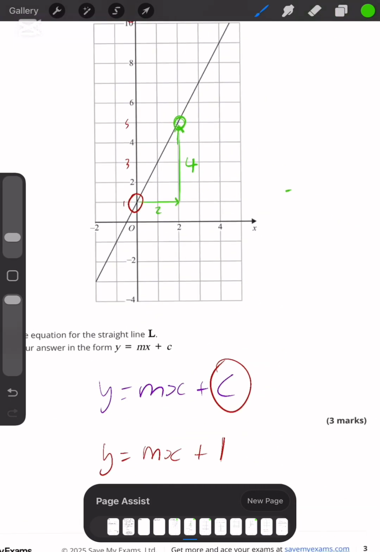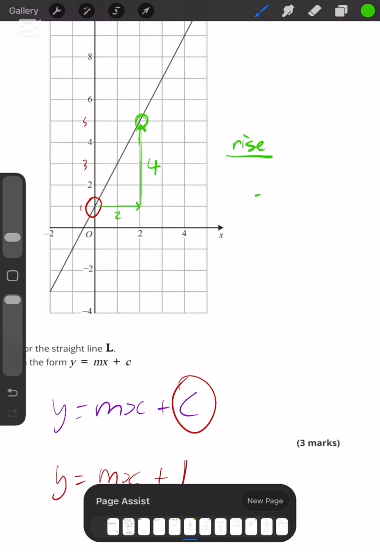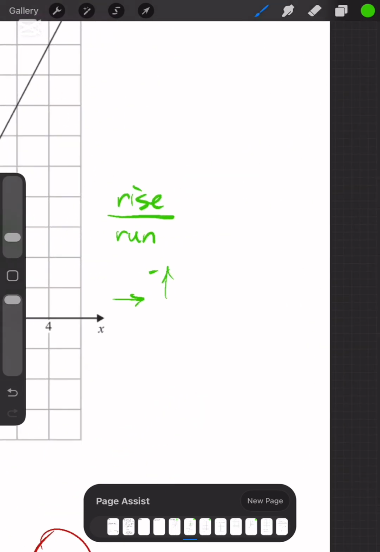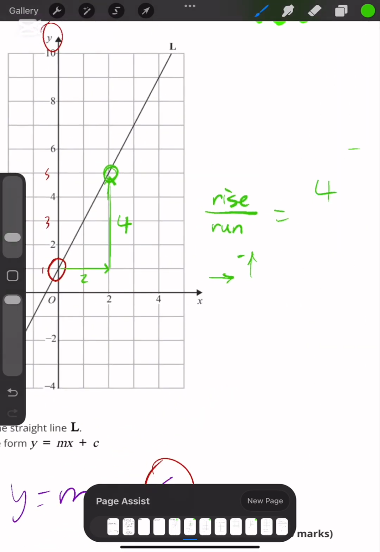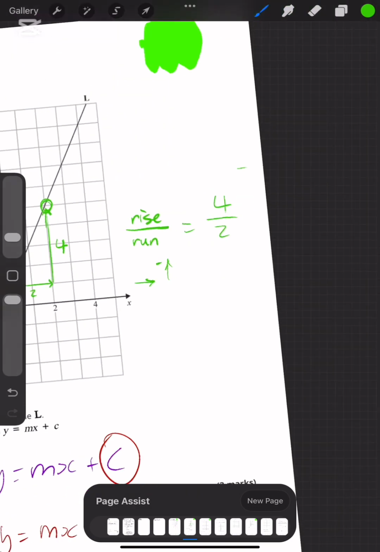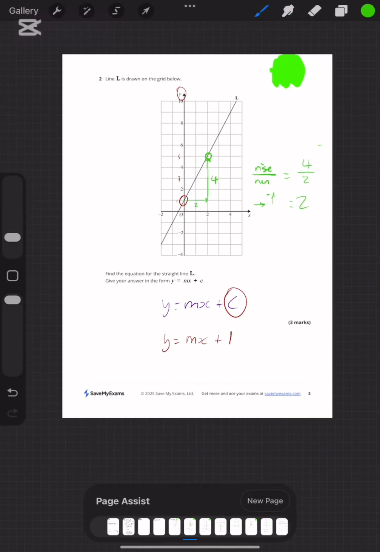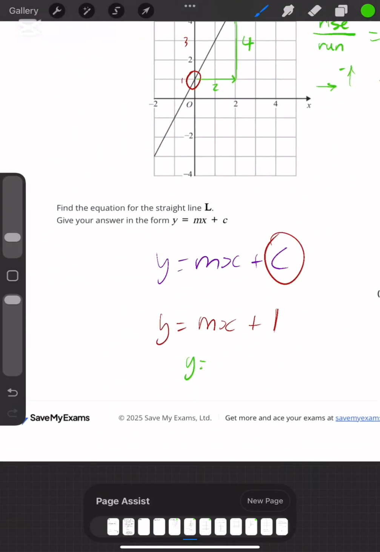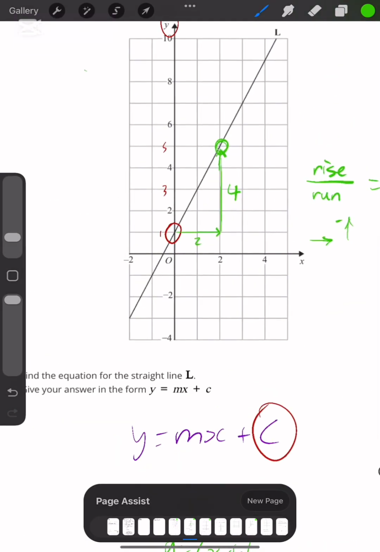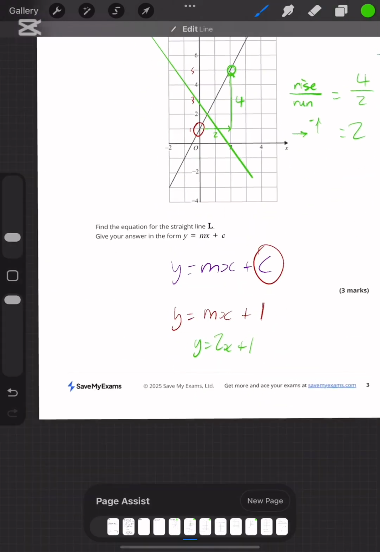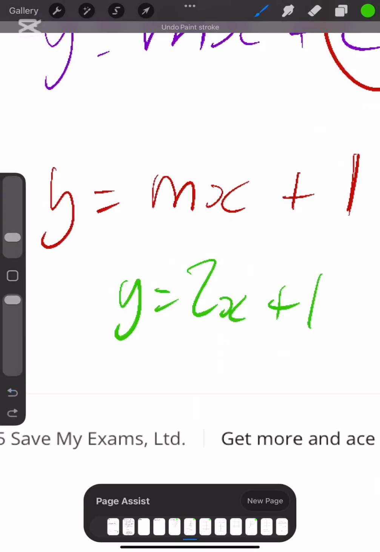Now if we factor in rise over run, or change in y over change in x, we can make the equation 4 over 2, because it's going up by 4 and across by 2. 4 over 2 is also equal to 2, so we know that our gradient is 2. And the equation of our line would be 2x plus 1. On the other hand, if the line was going from left to right, we would have a negative gradient.